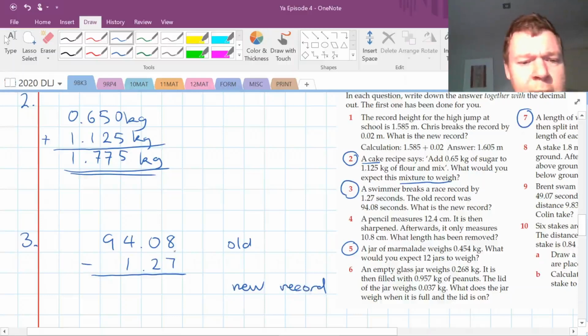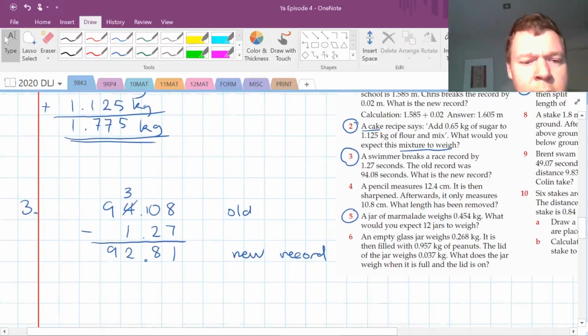Alright, 8 minus 7 is 1. 0 minus 2, we can't do it, so we need to borrow 3, and then 1 comes over. 10 minus 2 is 8. 3 minus 1 is 2. 9 minus nothing is 9. So our new record is 92.81 seconds.